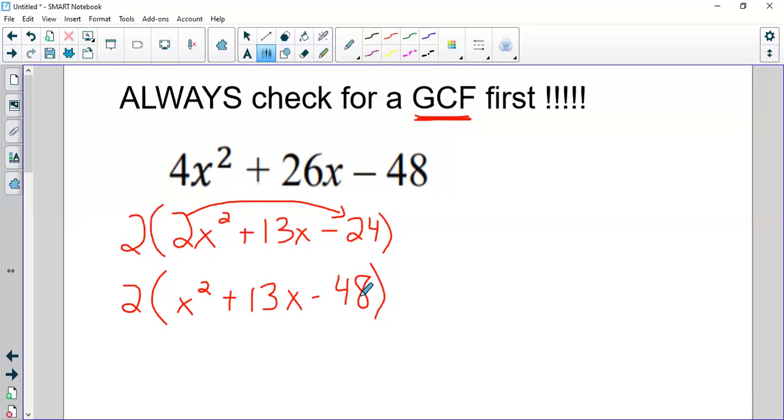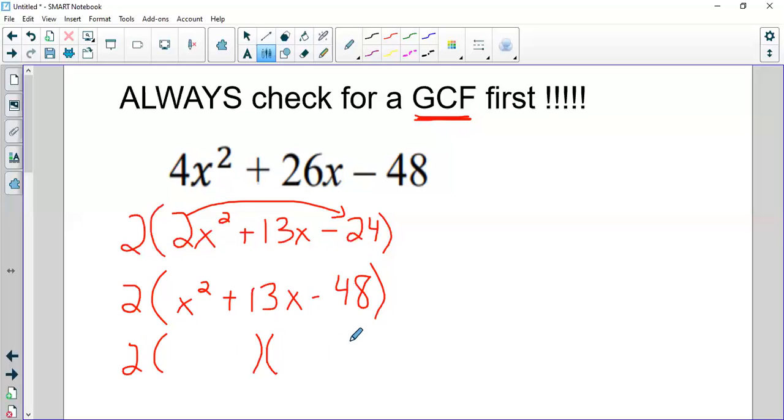And now I need factors of 48 that are going to subtract to make 13. Well, 8 and 6 are the factors everybody thinks of, but 8 minus 6 is not 13. 12 and 4 is another pair. Well, 12 minus 4 is not 13. One of the lesser known pairs of factors of 48 is 16 and 3. So that's what's going to make my 13.